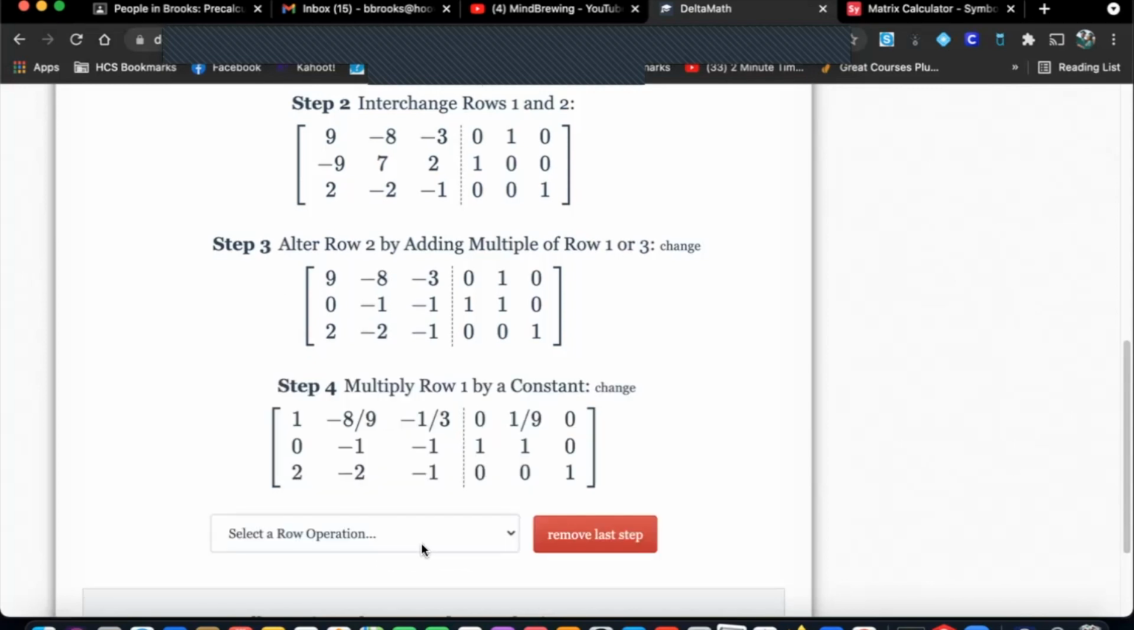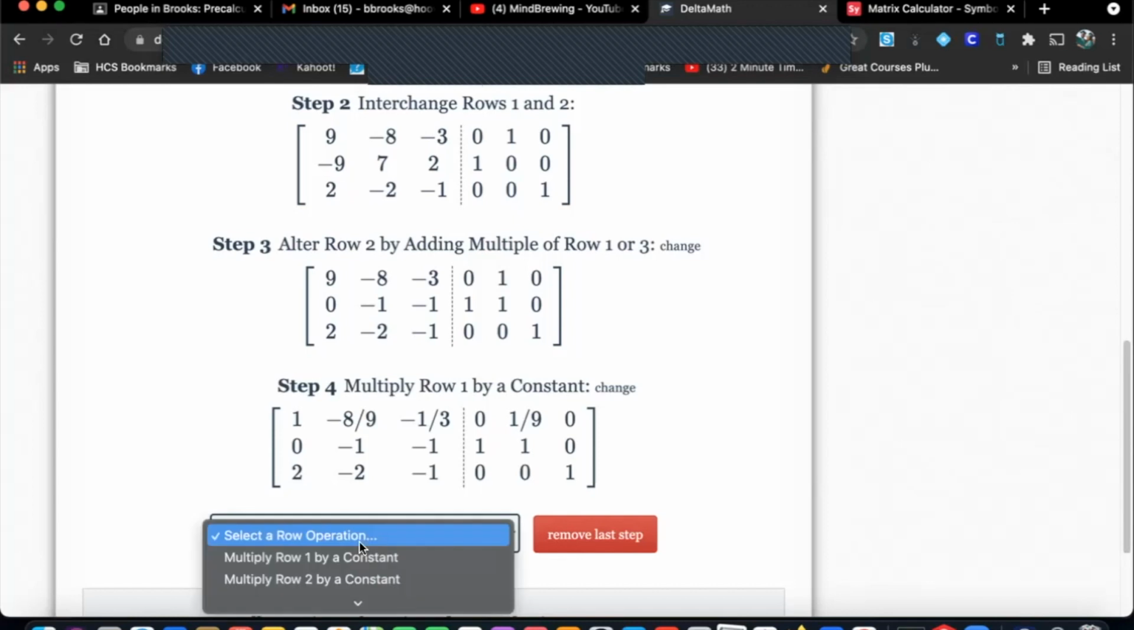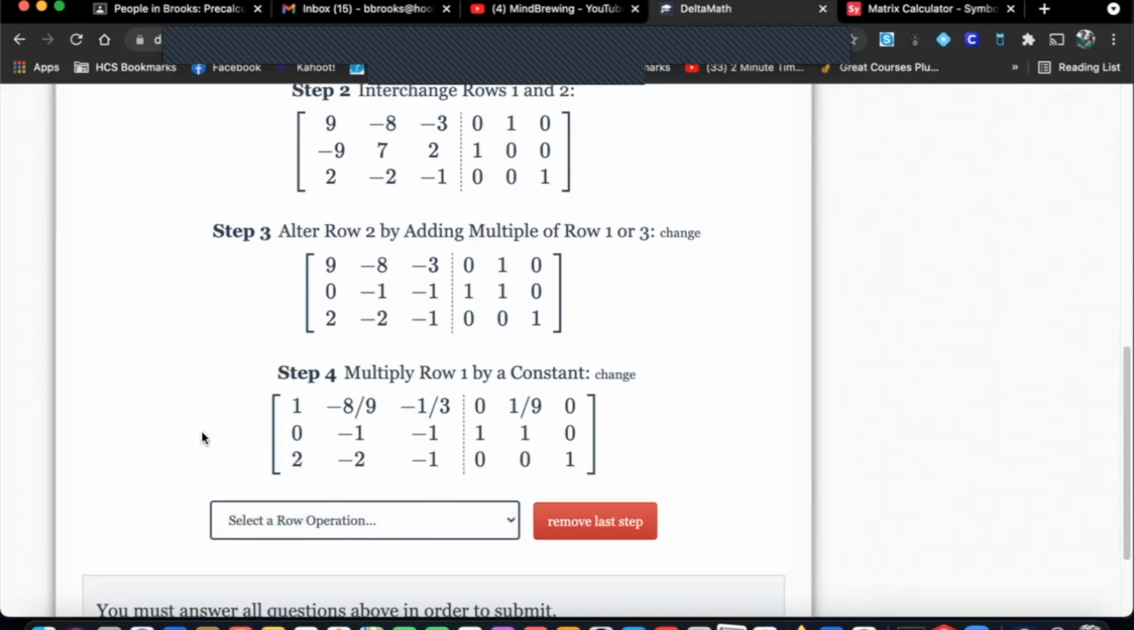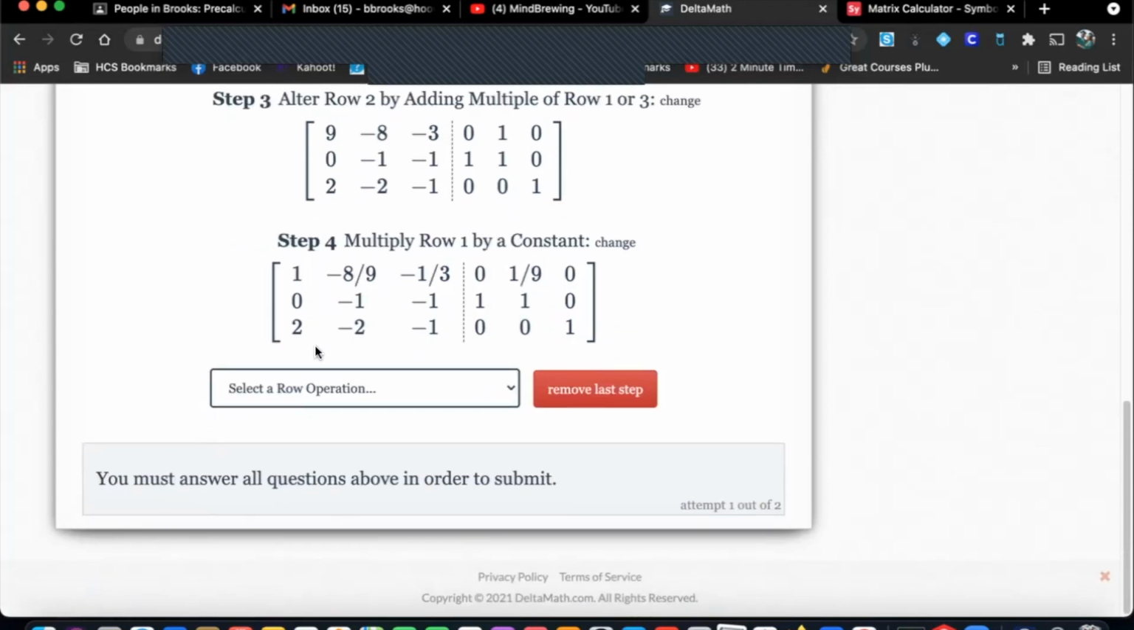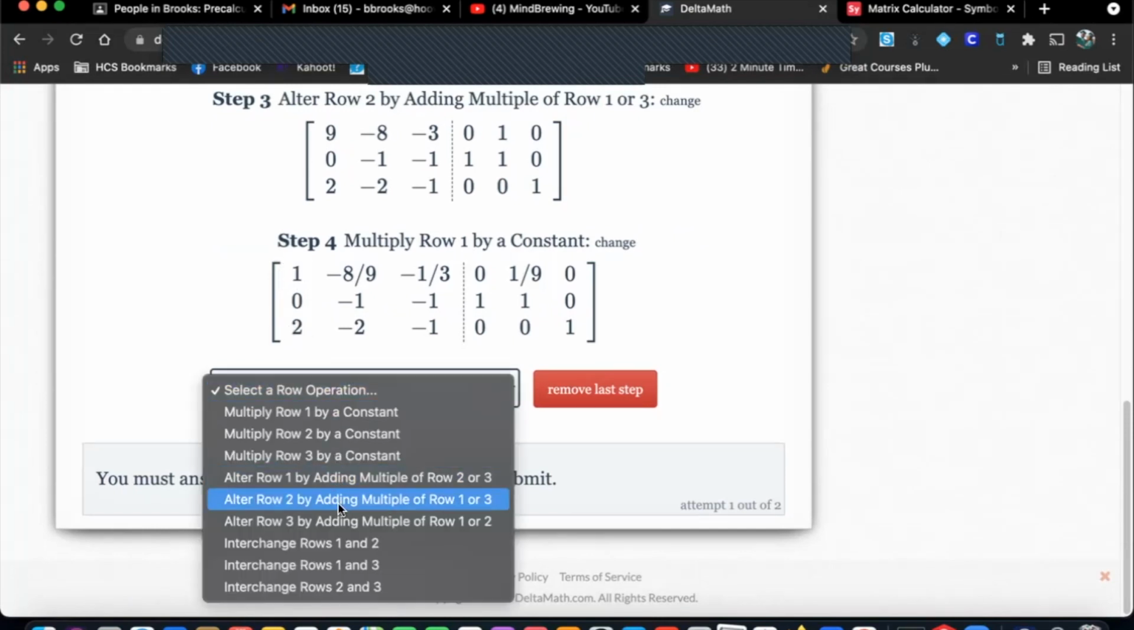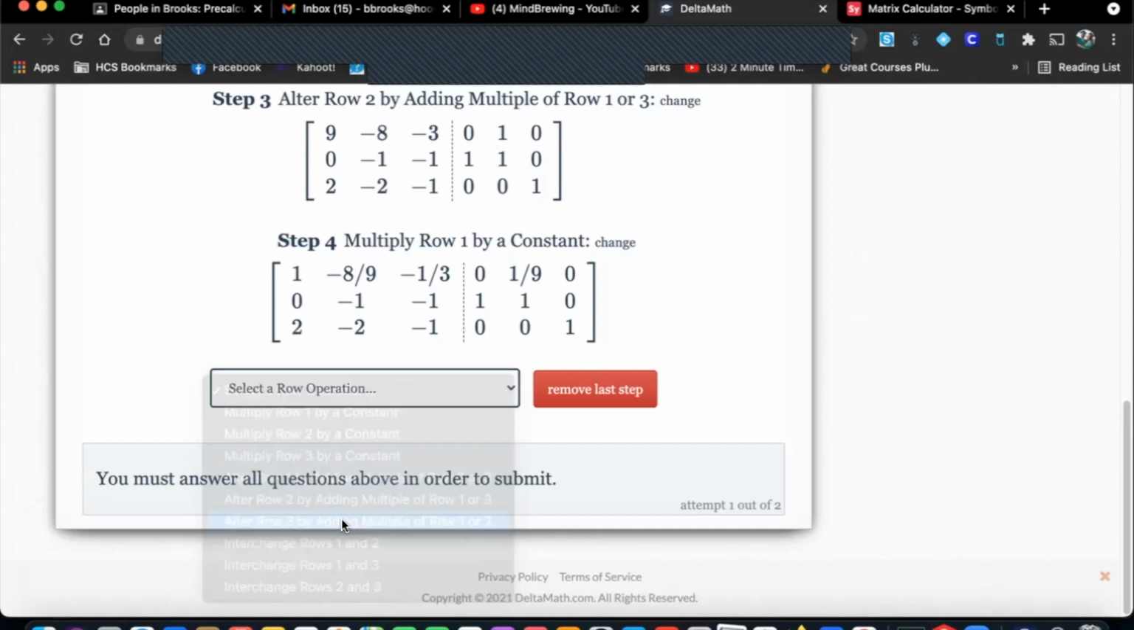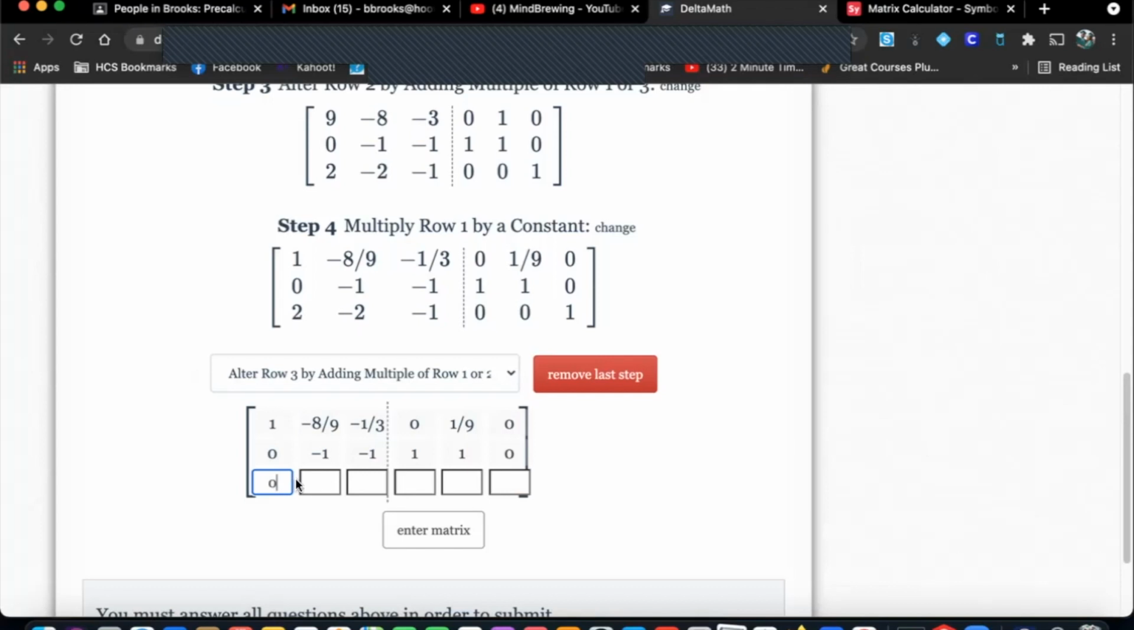Okay. I'm going to kind of do a couple of things. I'm gonna keep things in order. So we got 1 times -2 plus the bottom row. So I'm gonna alter row 3. So it's gonna be 0. It's gonna be positive 16/9. Ooh, I actually have to do math now.